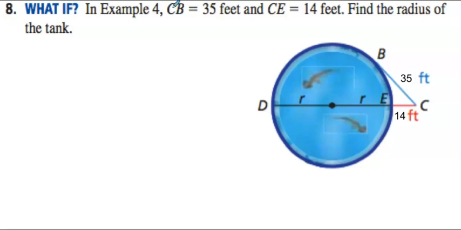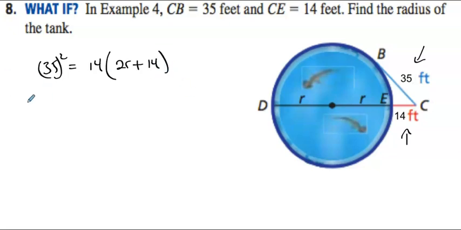And one last one. So in example 4, CB, all right, so we changed this one. Same kind of problem, CB is equal to 35, so I changed that already, and CE is equal to 14. All right, so my numbers are just going to get a little bit bigger here, no big deal. So CB is 35 squared equals 14 times 2r plus 14. All right, 35 squared is 1225 equals 14 times 2r plus 14. I really doubt that 1225 is divisible by 14, but hey, I guess you never know.